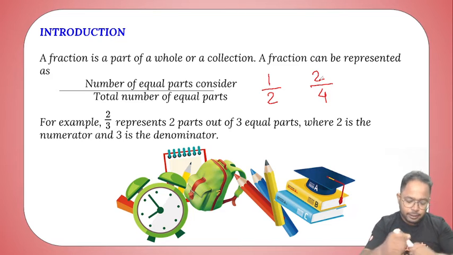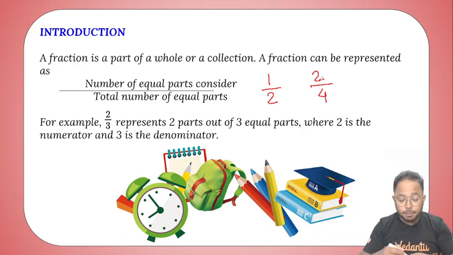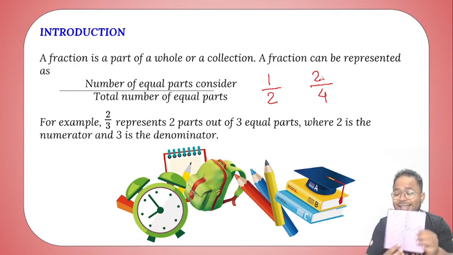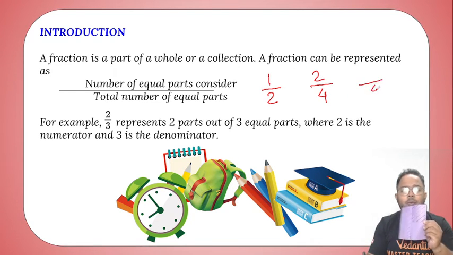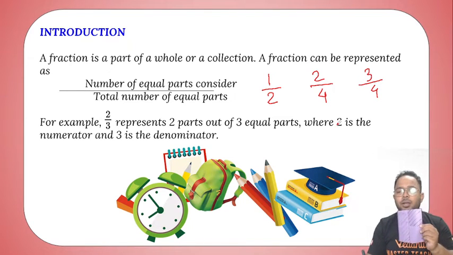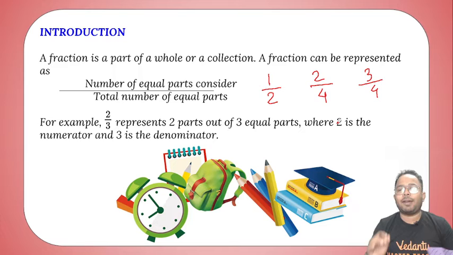If I increase it by 1 part more, and now I ask how many parts are shaded, you will simply say, sir, 4 parts were there and 3 parts were shaded. So this is how we express it in a fraction. We take all the whole numbers here.